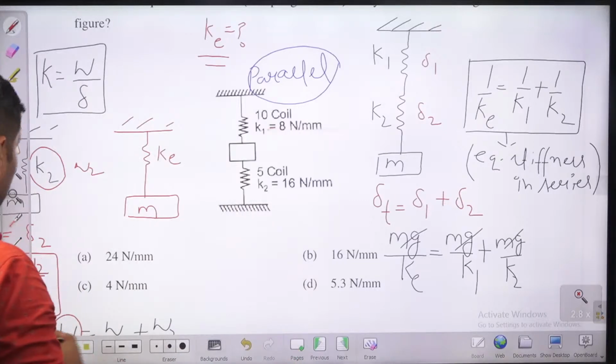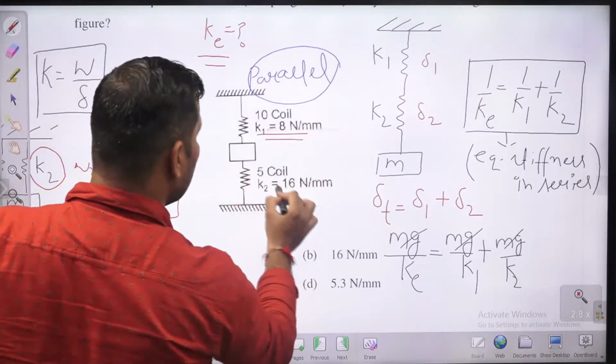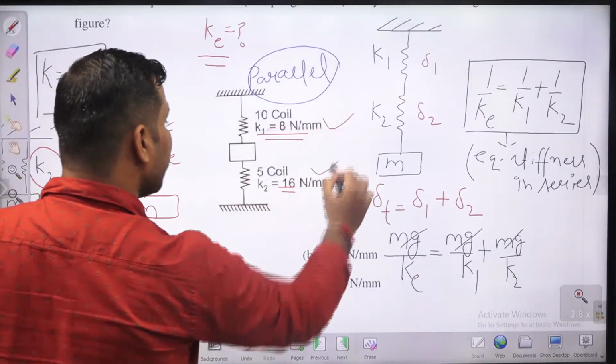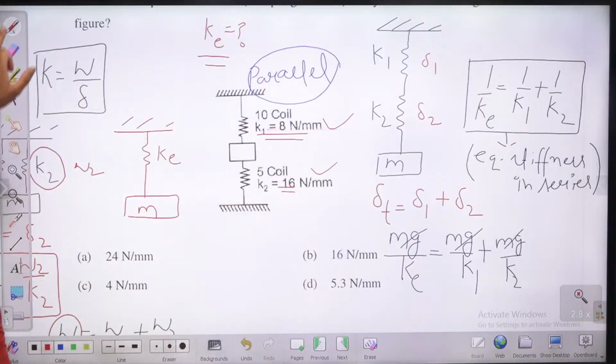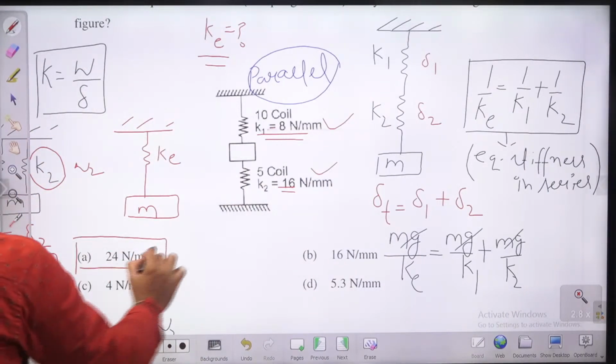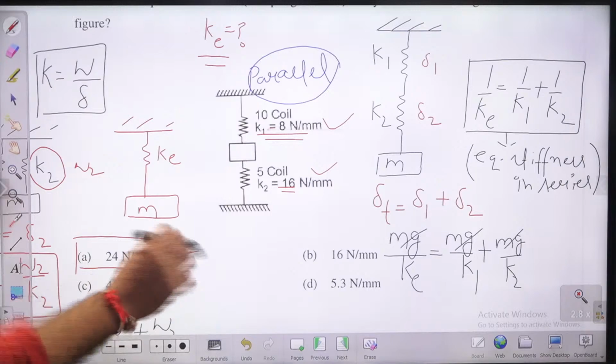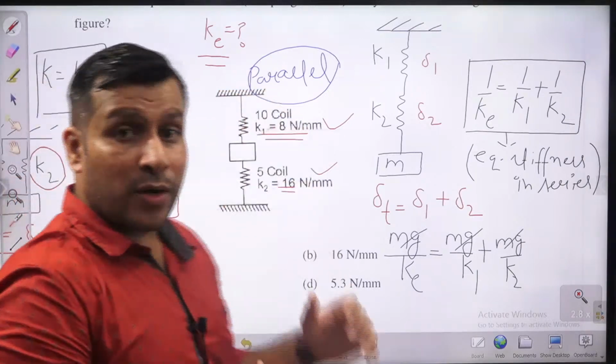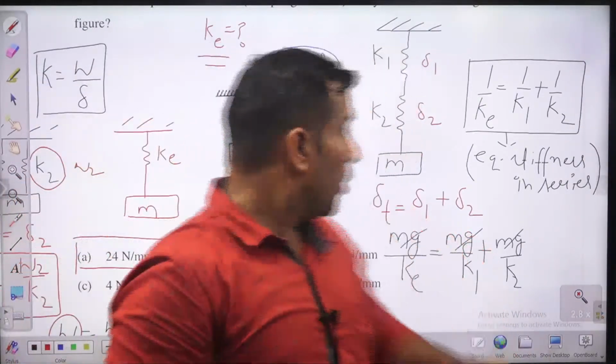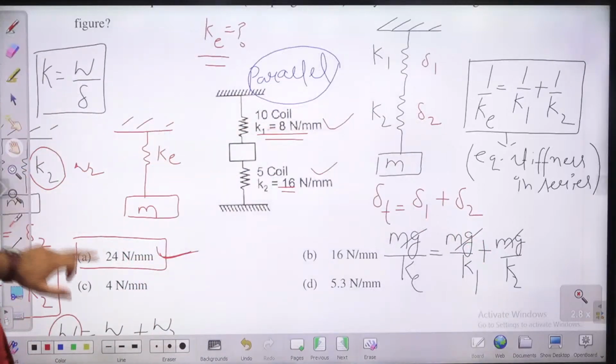Now in parallel, the equivalent stiffness will be what, guys? The sum of this. So this is having stiffness 8, this is having stiffness 16, so the sum will be 24. A is the answer, guys. 16 plus 8, 24 is the equivalent stiffness. Very good. This is a case of parallel. So in parallel, the equivalent stiffness will be K1 plus K2. So 8 plus 16, the answer will be this.